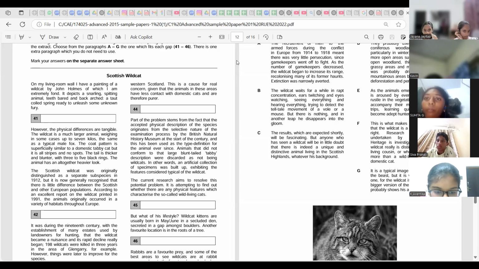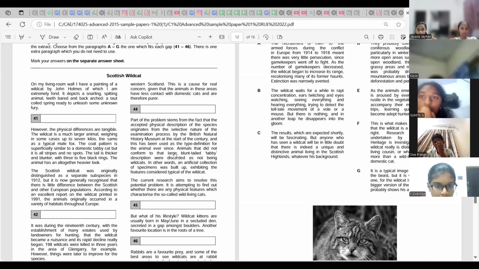Animals that did not conform to the large blunted tail. Look at this, Avantika. Animals that did not conform to the large blunted tail. Did you see this here? Look at the way they talked about it: the tail is thicker and blunter. They say large blunt-tailed tabby description were discarded as not being wildcats. In other words, an artificial collection of specimens was built up, exhibiting the features considered typical of the wildcat.